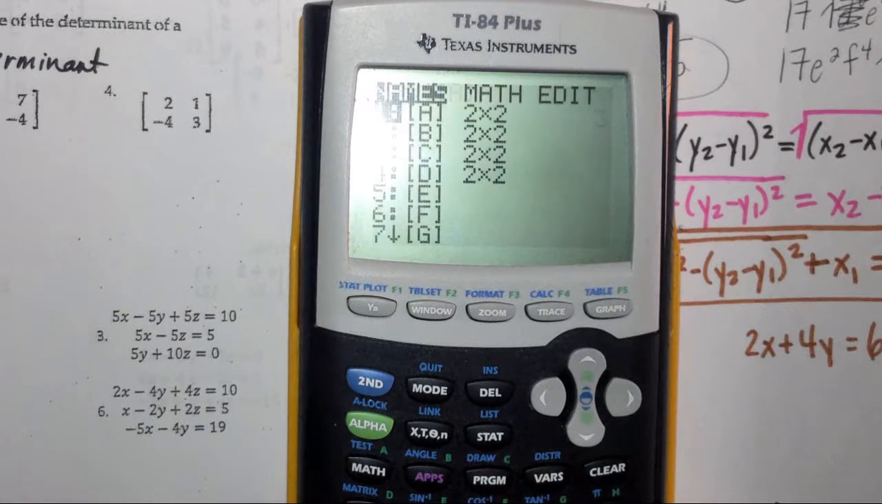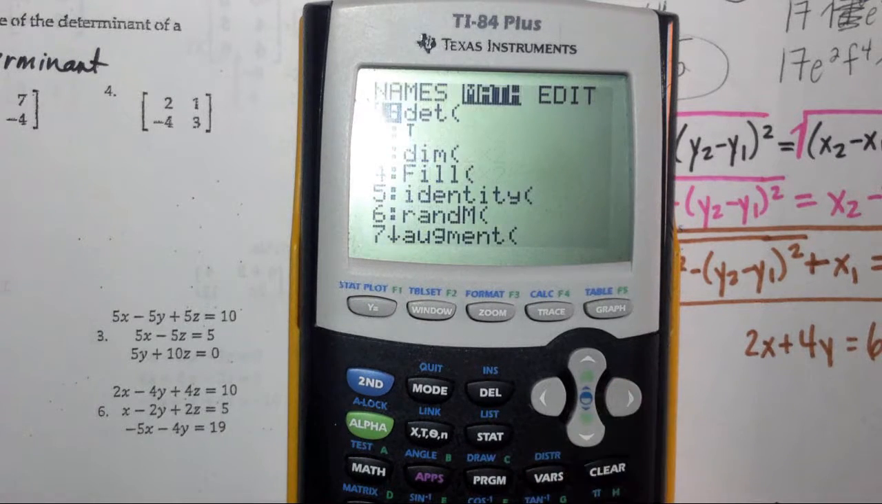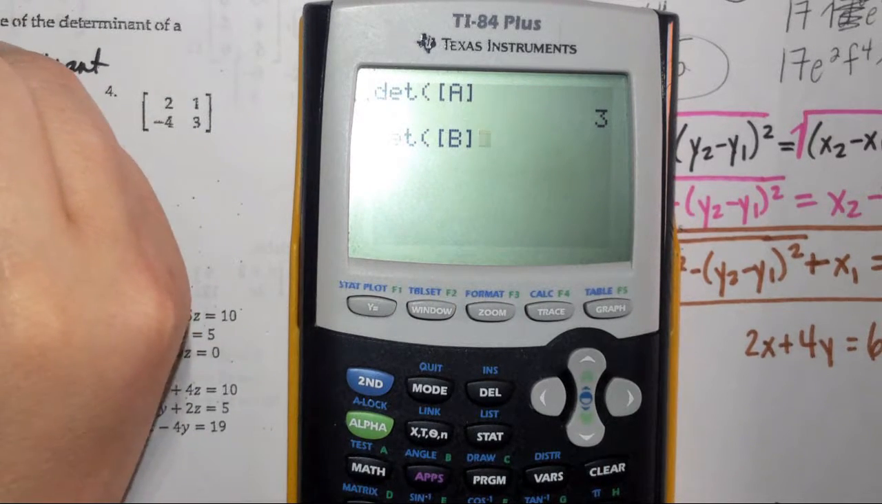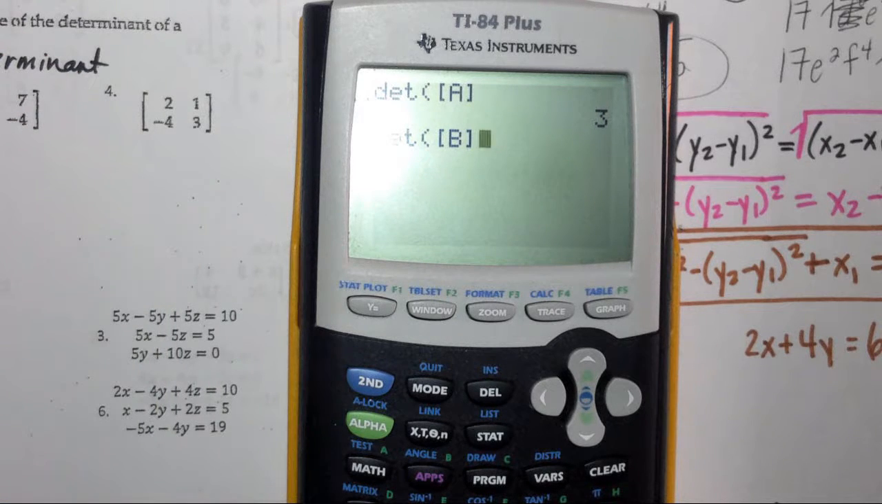I'm going to check the determinant of matrix B. So at math, determinant, second matrix B, we got 0, so the determinant is 0, so we got to come back to that one because that should set off an alarm in our head. That's bad.